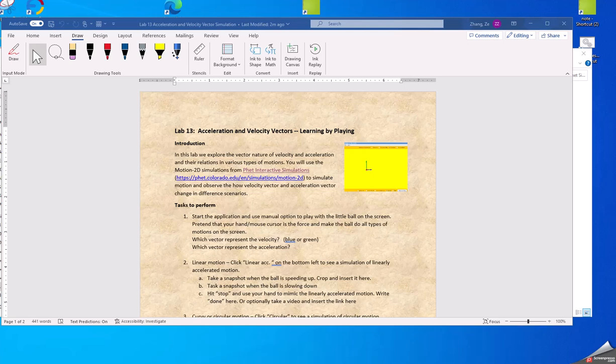Hello everyone, this is lab 13, acceleration and the velocity vectors, learning by play. All right, you start from this link, and then we will start to explore the nature of velocity and acceleration and their relation in various types of motions. And you will use this 2D simulation. Okay, you click here, control click, you start the application.